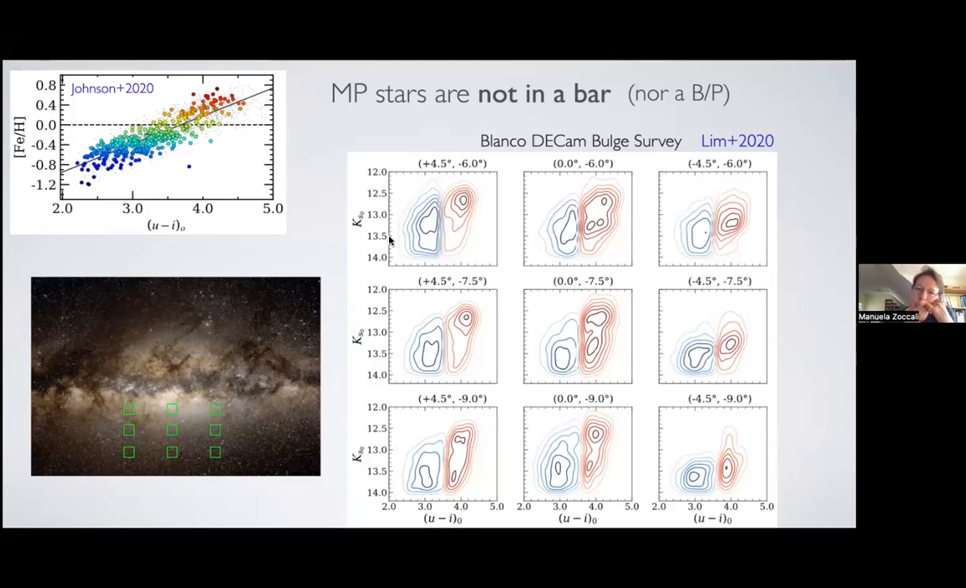However, the metal-poor side, this blue blob, is everywhere in the same position. I drew some lines here to help you see that. See, the blue thing is always at the same position. Okay, so why am I surprised? This is the metal-poor component that I just said is a spheroid.